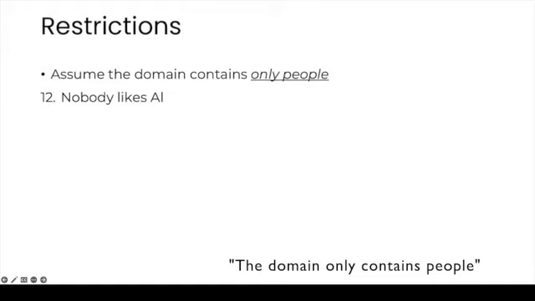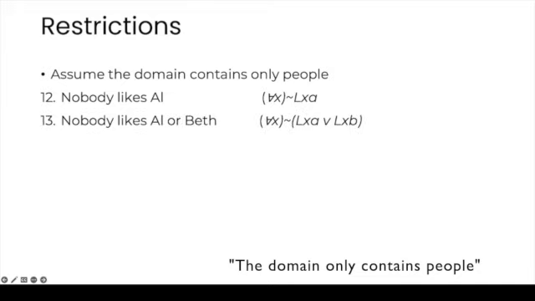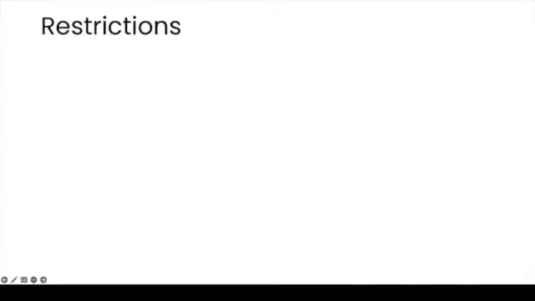Now, in some situations, I'm going to tell you to assume that the domain contains only people. In these situations, if you have something like 12, nobody likes Al, then you can simply express it like that. You don't have to include the antecedent p. The same with 13.